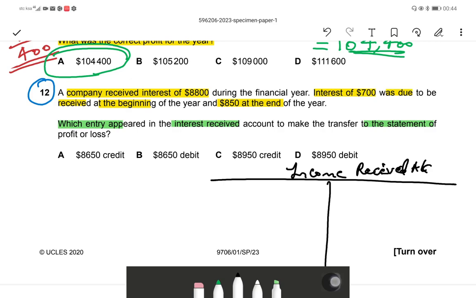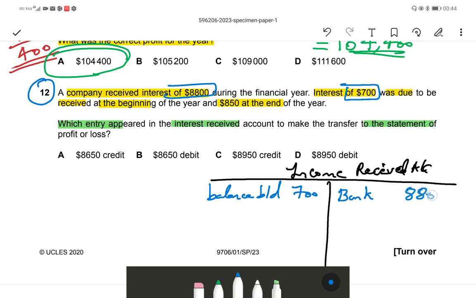Income received account. The first one, opening accrued, will be on the debit side. Balance brought down 700. Then the amount received, bank, will come on the credit side, 8,800. And accrued, the balance is still there. The full amount is not paid. Balance carried down 850.